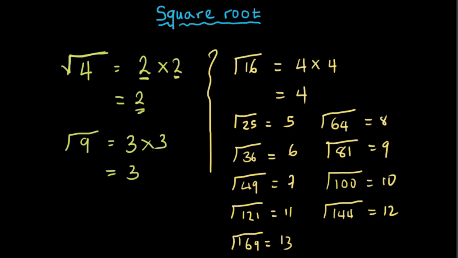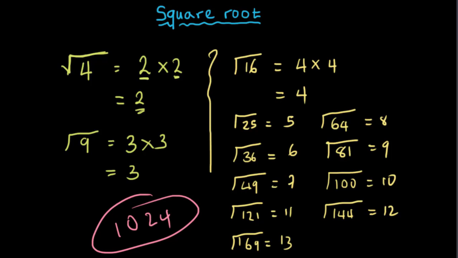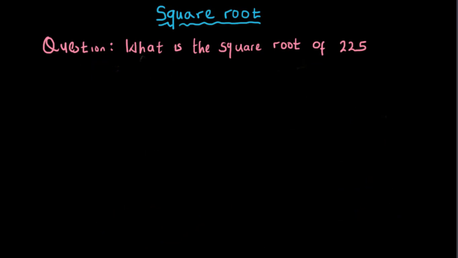So this is common knowledge for a lot of students. But the question is, when you get to bigger numbers, how do you find their square roots? For example, if I ask you what's the square root of 1024, how do you find the square root? That is what we are going to treat in this video. So we have this question, what is the square root of 225? Now, how do we find the square root of a number, any number, whether big or small?